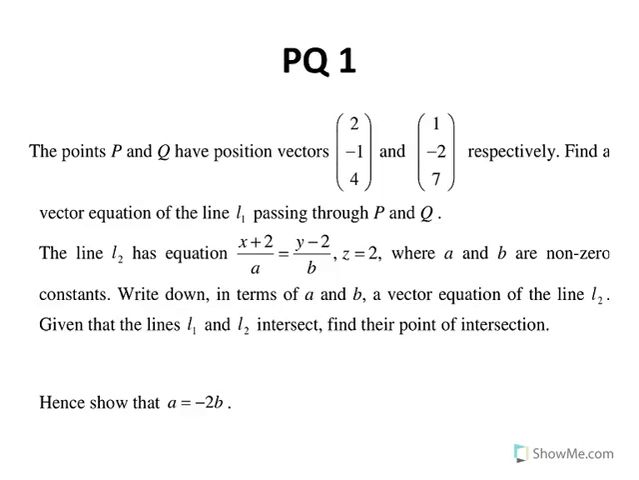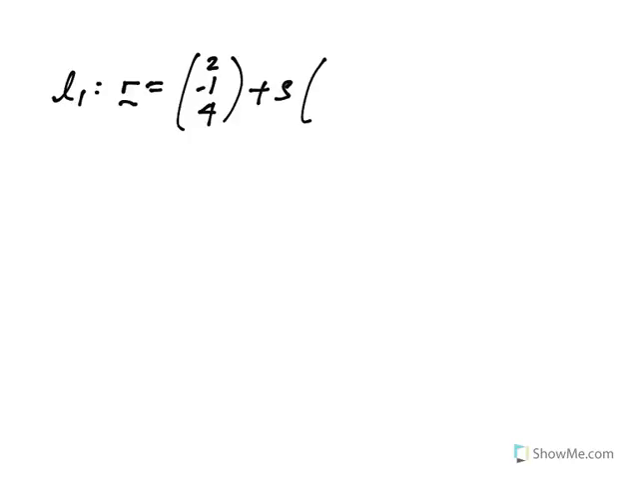Okay, next one, PQ question 1. P is 2, negative 1, 4 and Q is 1, negative 2, 7. Find a vector equation of the line passing through P and Q. So this is very easy. I know you can get the equation L1: 2, negative 1, 4 plus S times 1, 1, negative 3.